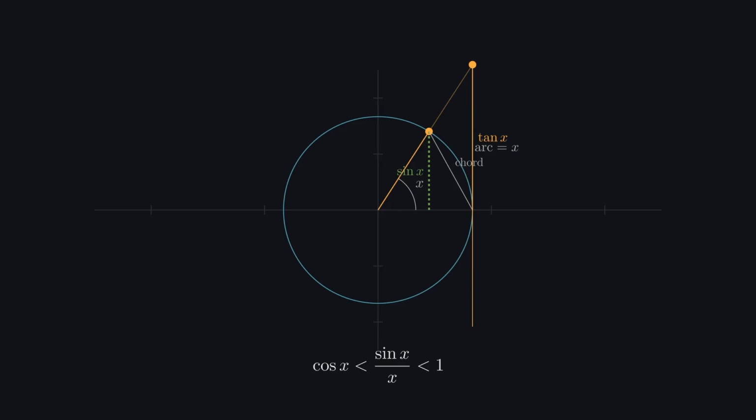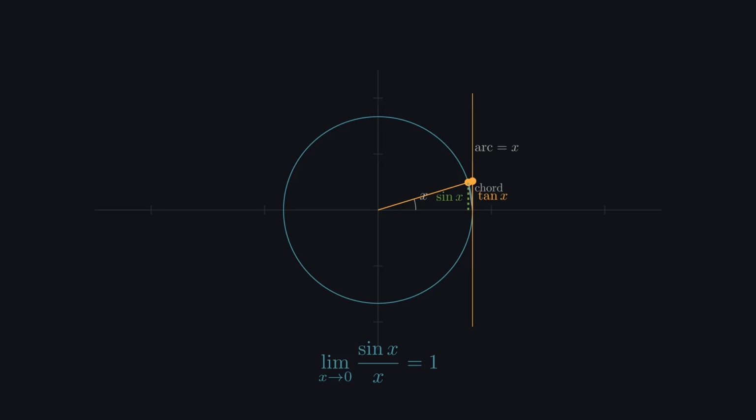Dividing the inequality by x yields cosine x is less than sine x over x is less than 1. As x approaches 0, cosine x approaches 1, and the constant 1 stays at 1. So the fraction sine x over x is squeezed between two quantities that both approach 1, and its limit must also be 1. This geometric picture explains why the limit as x approaches 0 of sine x over x equals 1.